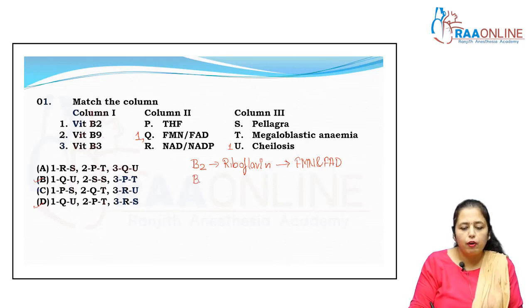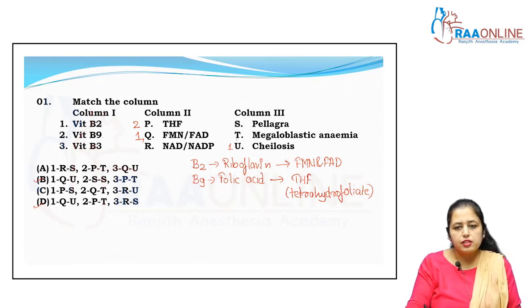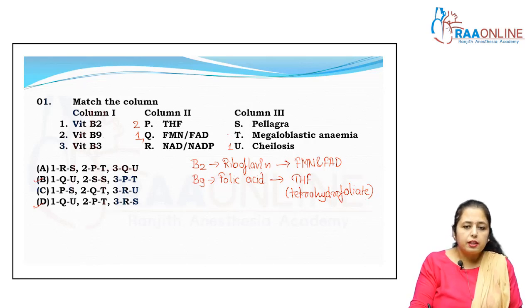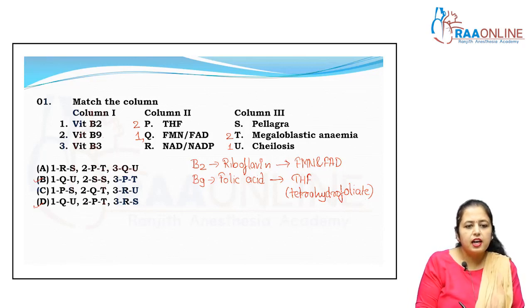B9, that is folic acid, right? B9 is related with THF, whose full form is tetrahydrofolate, right? Tetrahydrofolate. So THF is related with that, and it is responsible for megaloblastic anemia. That means the 2T, right? 2PT, 2PT, that is the answer D, right? That is answer D, and you can cross with it.